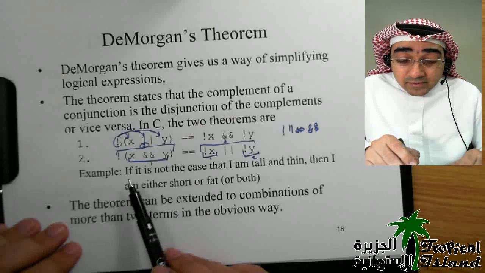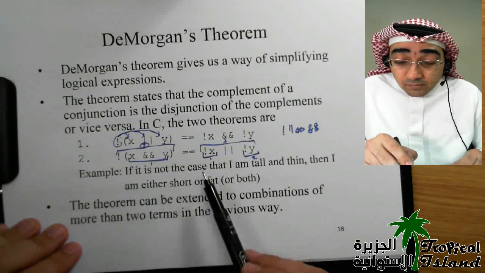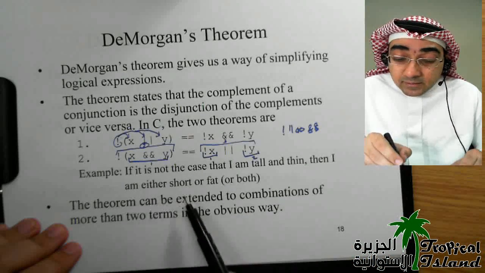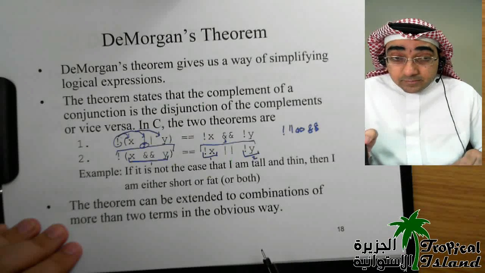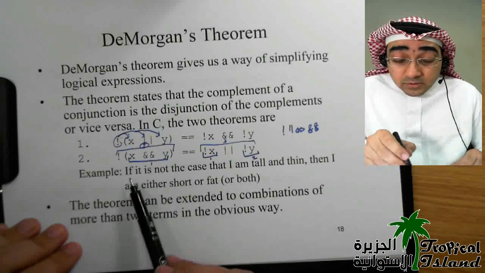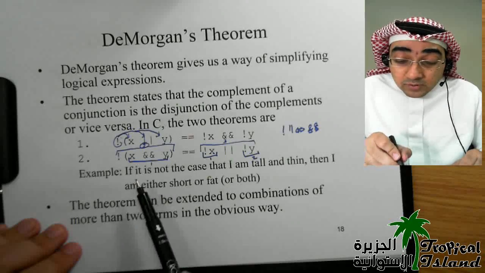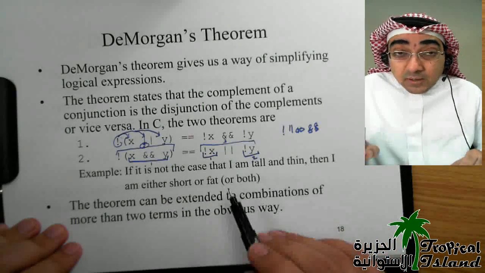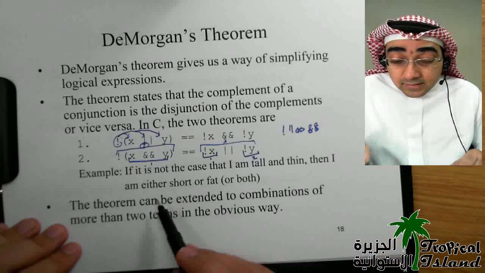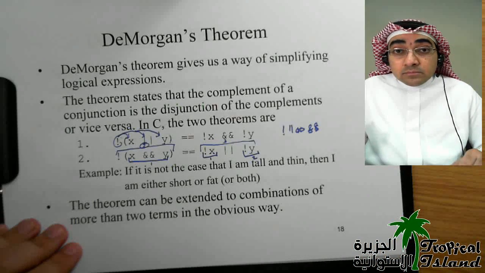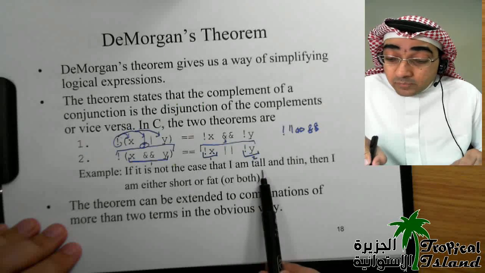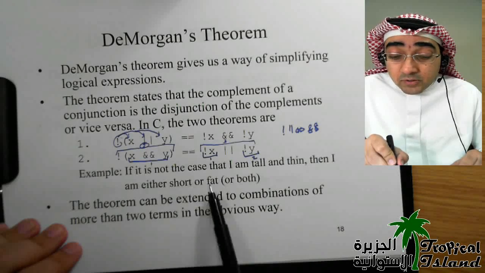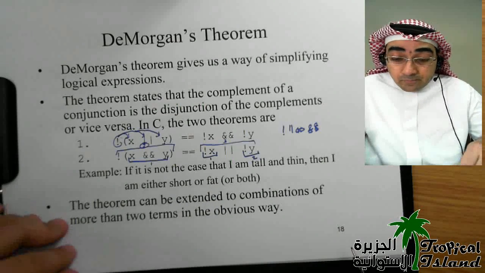The example that I'm giving over here is if it is not the case that I am tall and thin, then I am either short or fat. Okay, or both. So this is how you're actually doing it. So if you just look at it, it is not the case that I am tall and thin, so I'm neither tall nor thin, then I'm either short or fat. Correct? So I'm telling you I'm not tall and thin. That means I am either short or I am fat.